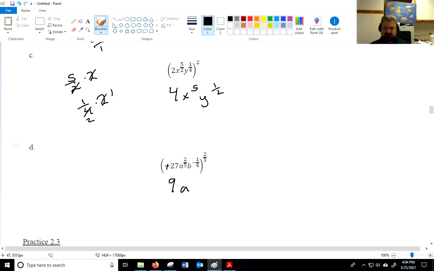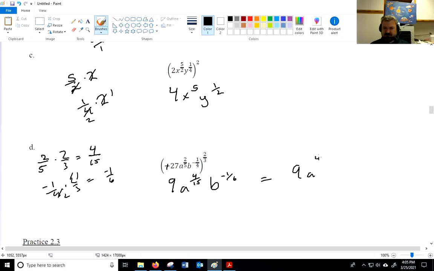Now I've got to do 2/5 times 2/3. Multiply top times top. There's nothing to reduce, so 2 times 2 is 4, 5 times 3 is 15. So 4/15. And then this becomes b to the, this is a negative 1/4 times 2/3. Reduce, negative 1/6. So I have 9a to the 4/15 over b to the 1/6.